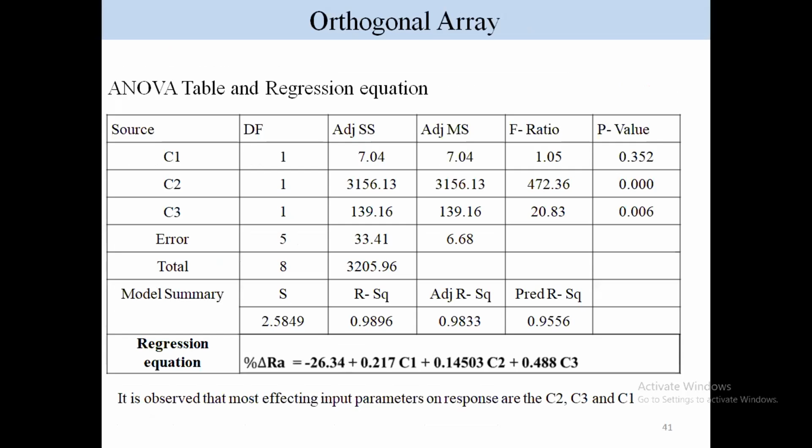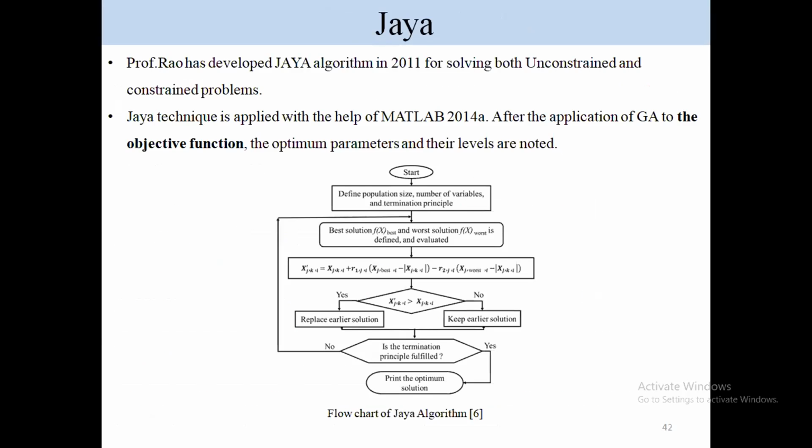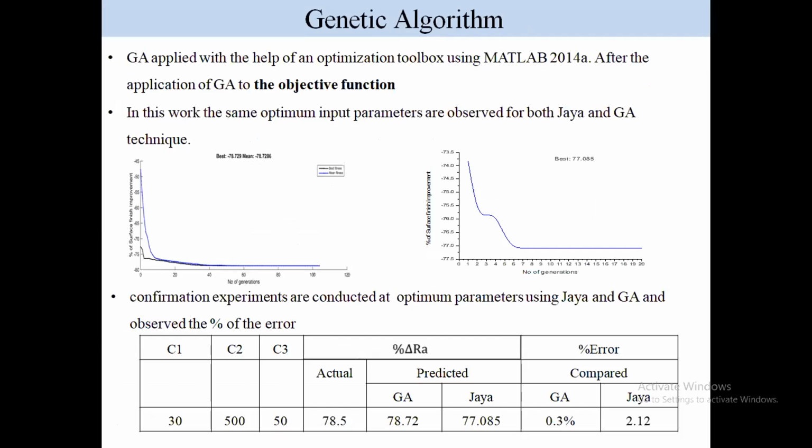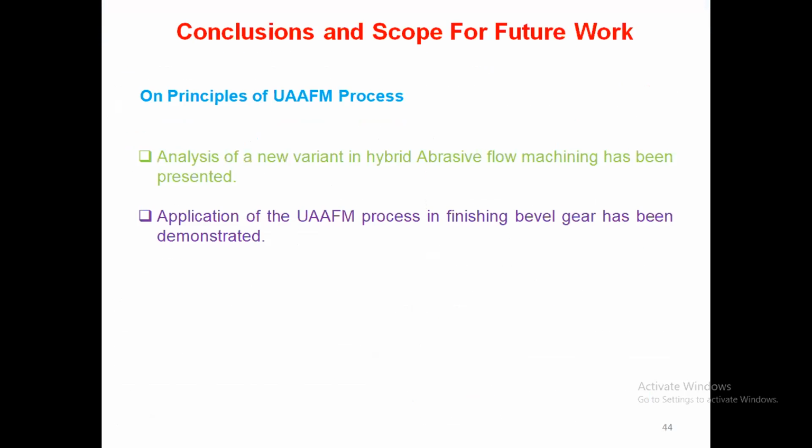After doing these experiments and the analysis of variance and other things, you can always have scope to do optimization. So again, we conducted optimization using genetic algorithm and JAYA algorithm, and we found the error, and also found the actual and predicted values. We also got the regression equation.